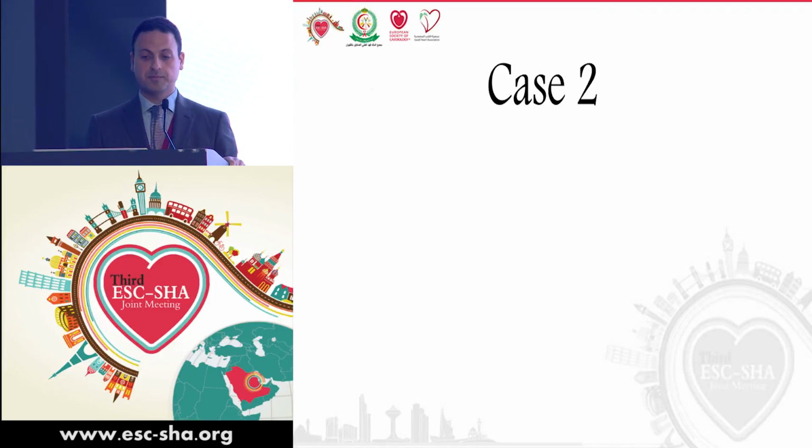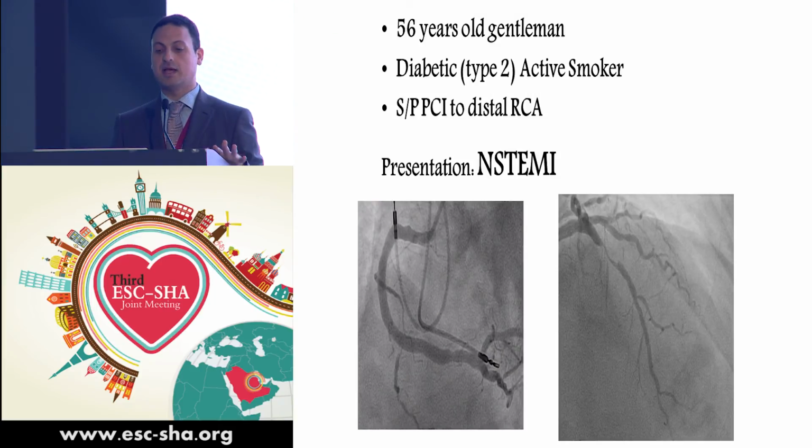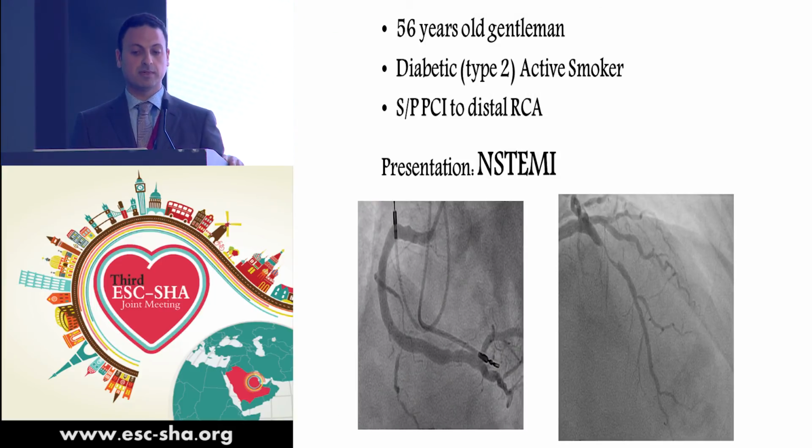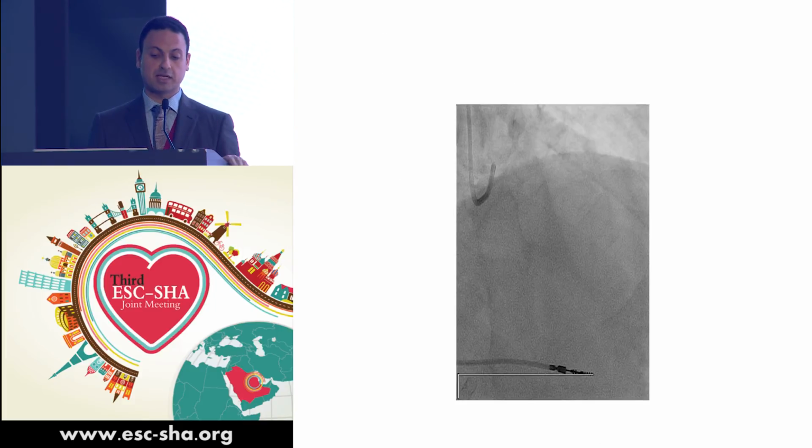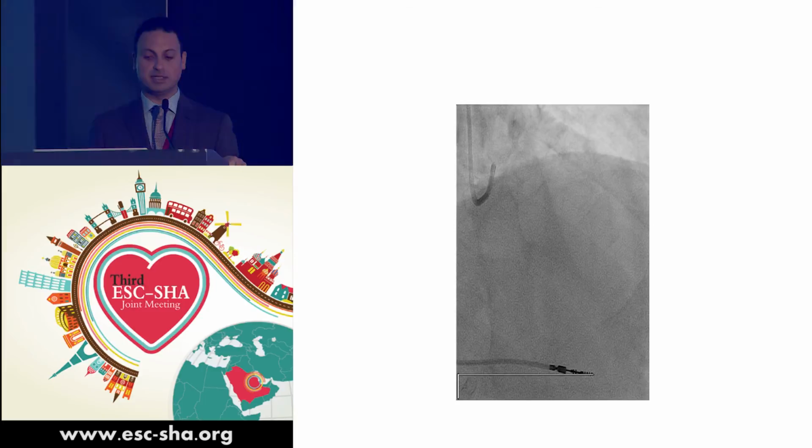Case number 2. This is a 56-year-old gentleman. He is diabetic, and he had PCI to the distal RCA and presented this time with non-STEMI. Patient has patent stent now in the RCA and has tight lesion in the LAD. This is the lesion in the LAD.